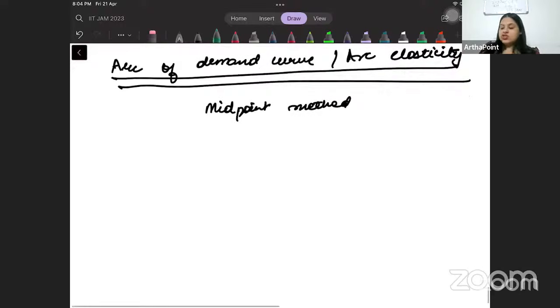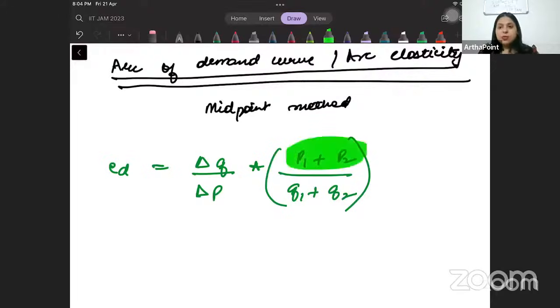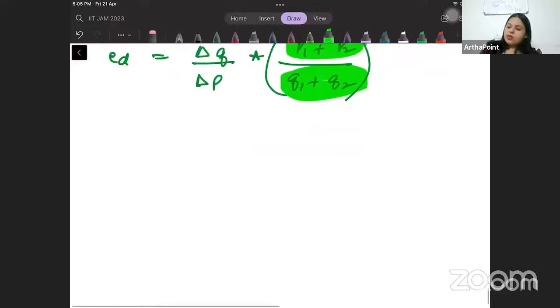Elasticity of demand is change in Q by change in P into (P1 plus P2) upon (Q1 plus Q2). Instead of taking the initial price, you take the average price or the sum of the price. Average मान लो या sum मान लो, एक ही बात है. So you take the average price (P1 plus P2) by 2 upon (Q1 plus Q2) by 2, but 2 cancel out. So you're just left with this, right? So this is known as your arc elasticity, and this is also very important, right? Okay. Now let's talk about the cross price elasticity.